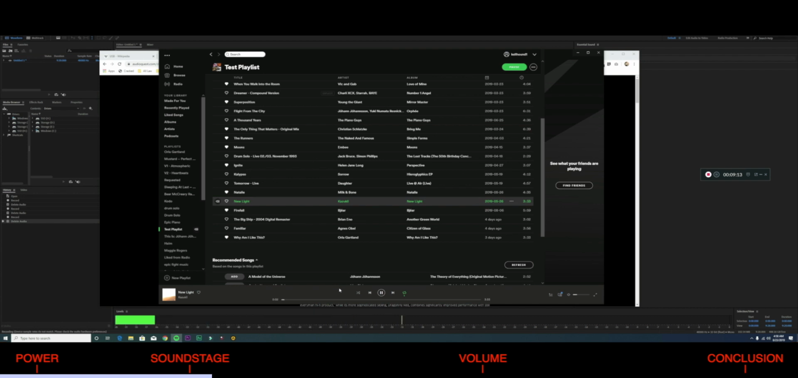Currently, the volume is at 2 oranges, increasing volume to 2 greens. And I want to make sure that my volume here is maxed out. It's 100% volume. And max out volume on Spotify. Bringing back the volume down to 2 oranges.